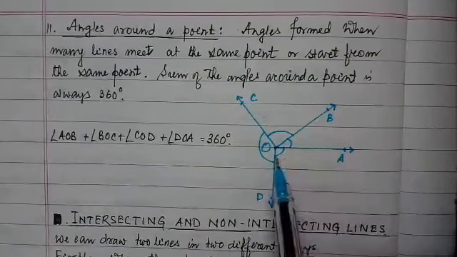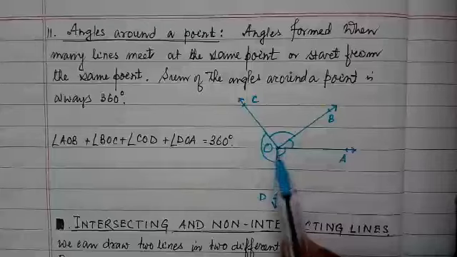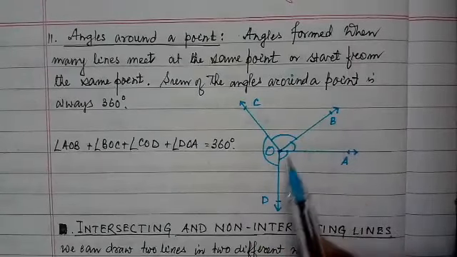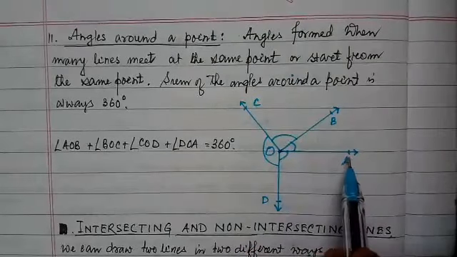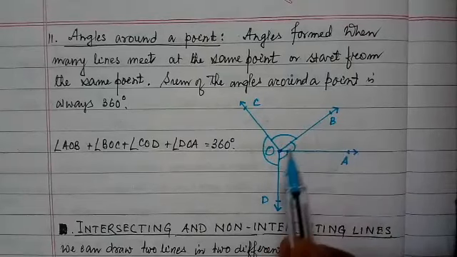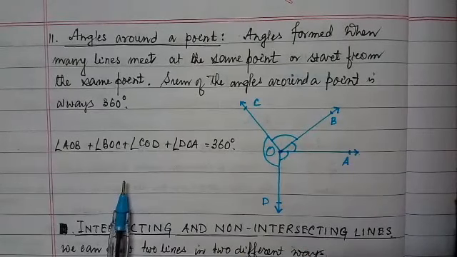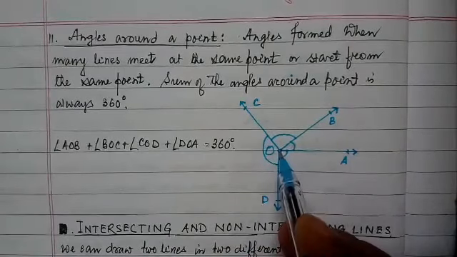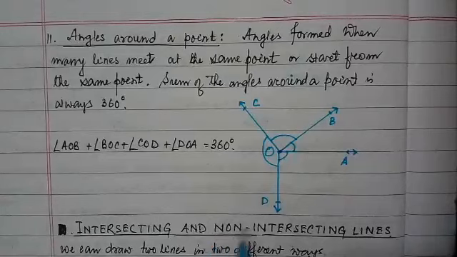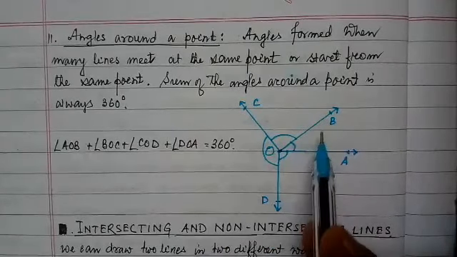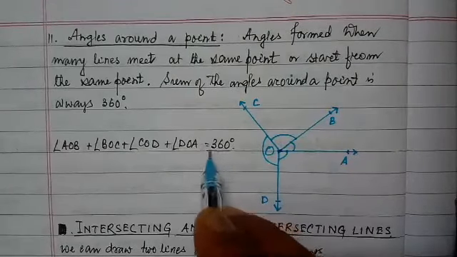Here we see that O is the common point, and from O, OA, OB, OC, OD, all the rays originate. They form the angles successively AOB, BOC, COD, DOA, like this. Then all these angles are formed around this point O. That is why this is called angles around a point. And the sum of all the angles, angle AOB plus angle BOC plus angle COD plus angle DOA, is equal to 360 degrees. It is always.